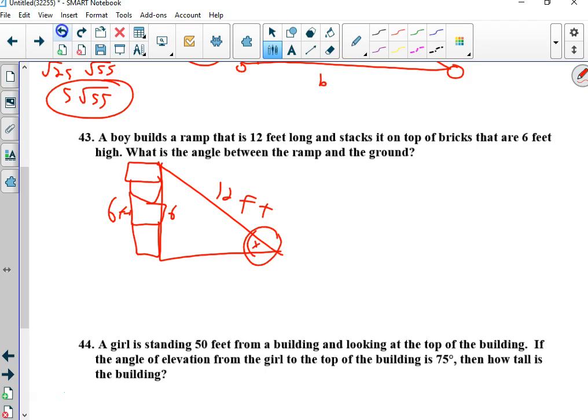Well, here's Grover, looking way over there, opposite. There's our hypotenuse. Opposite hypotenuse is sine. Sine of what is 6 over 12? You take the inverse sine, you get 30 degrees.